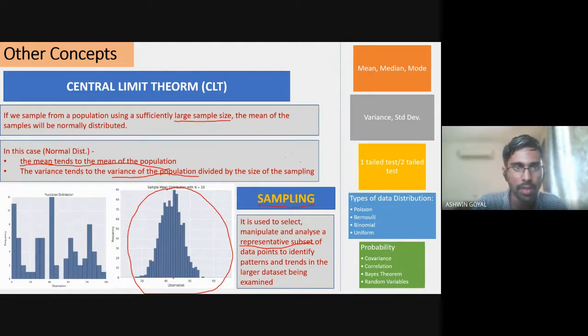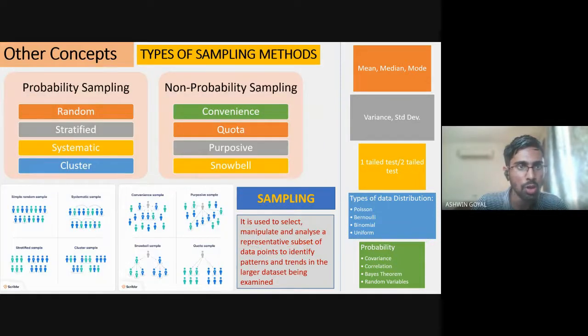So that is sampling. And there are a few types of sampling. First one being probability sampling. Second one is non-probability sampling. Within probability sampling, I leave this to you to understand. You need to go through each of these types of probability sampling: random, stratified, systematic, and cluster. And here are a few images to support your understanding. Similarly, for non-probability, we have convenience, quota, purposive, and snowball sampling. So these are two types of sampling, and within each type, we have four types of sampling.